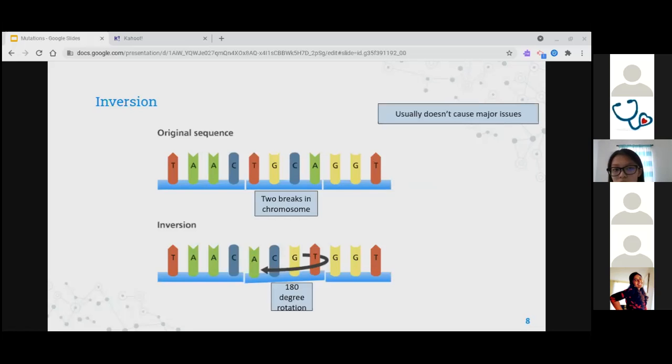An inversion mutation happens when there are two breaks in the chromosome. Before the chromosome can attach back together, the broken piece does a 180-degree rotation. But this mutation doesn't usually cause any major issues as it doesn't change the number of bases, so the chromosomal strand is usually viable. But there are exceptions to this rule and it could cause some issues. But that gets into more complex genetics, so that will be it for inversion, and we'll be moving on to insertion.